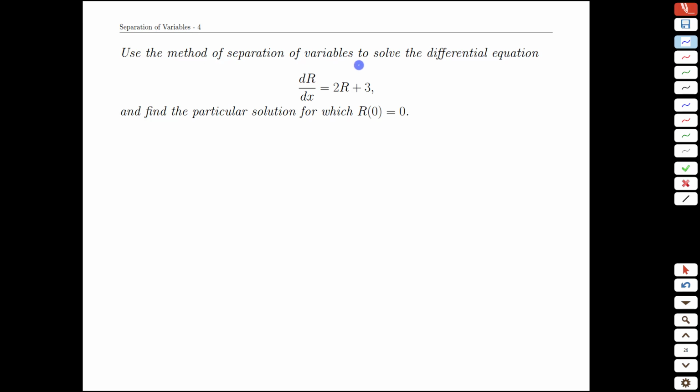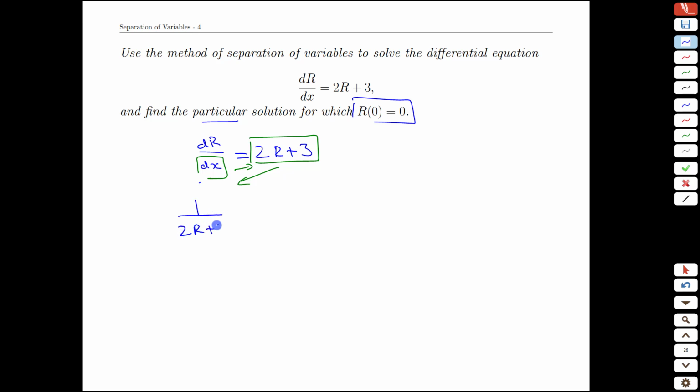Here we're asked to use the method of the separation of variables to solve this differential equation and find the particular solution that has an initial value of 0 when x is 0. Let's identify the process. We start with dr/dx equals 2r plus 3. This time we're going to bring the dx up as we did before, but for the right-hand side, we're going to have to take this entire expression and put it in the denominator down here. And that'll be dr. The dx comes up, it stays by itself this time, and we throw an integral sign in front of both sides.